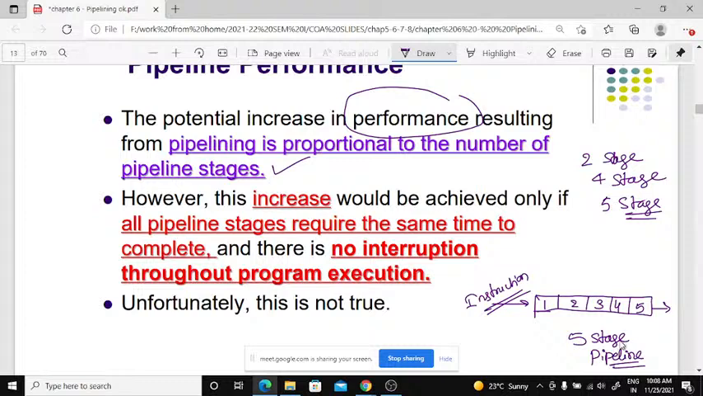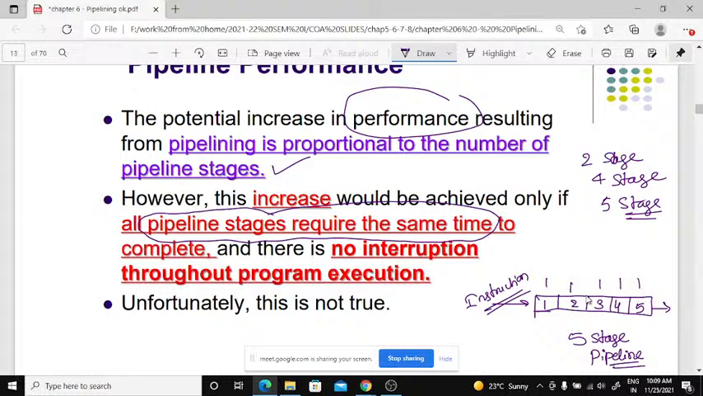5-stage pipeline. Unfortunately, this increase would be achieved only if all pipeline stages require the same time to complete. Means one clock cycle, this is also one clock cycle, one clock cycle. The performance will be increased if all these stages take one clock cycle, but unfortunately that does not happen.